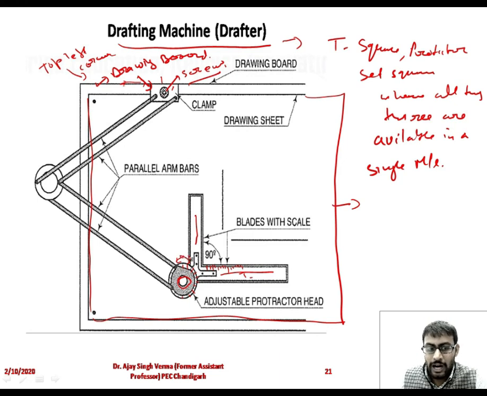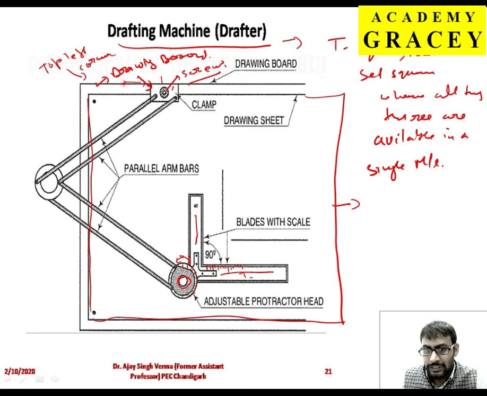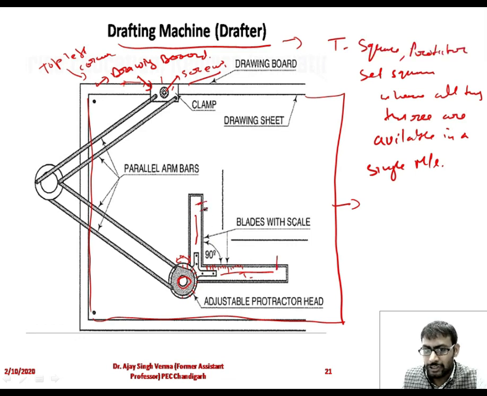The two blades are of transparent cellulose material, having scale gratings that are at right angles to each other. This is a 90-degree angle. So the machine has a mechanism which keeps the two blades always parallel to their respective original positions. This is the function of the drafting machine. It is very important in your drawing instruments.